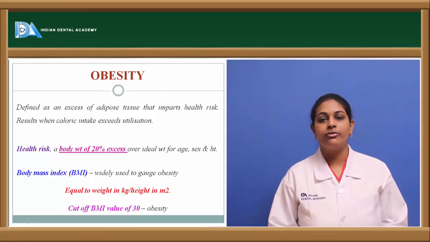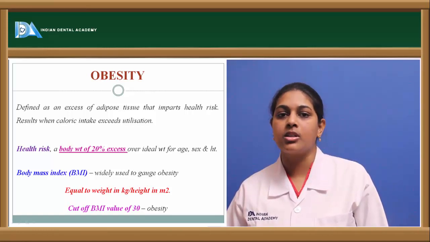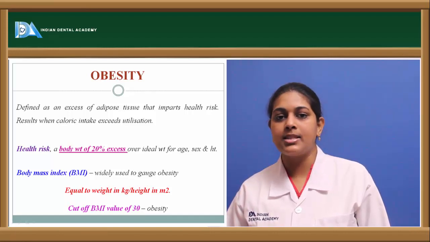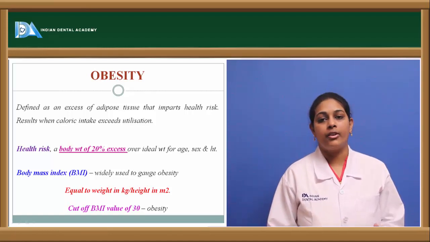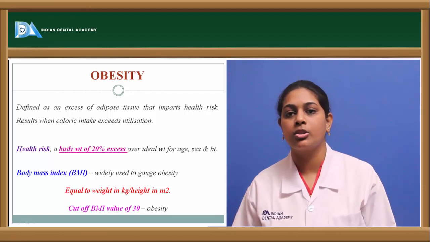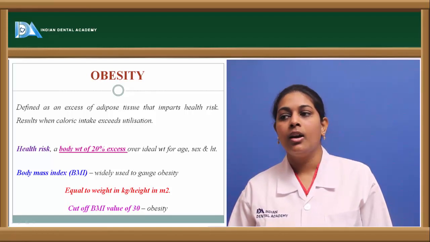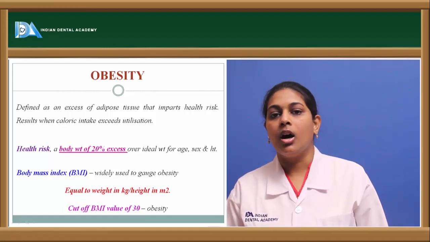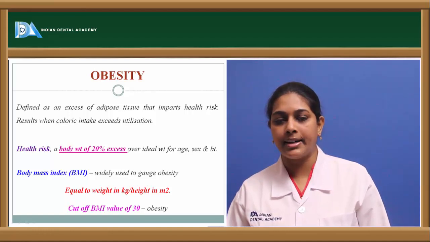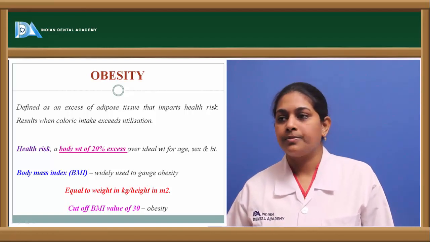A body weight of more than 20% excess over the ideal weight for age, sex and height is considered to be obese, and it is a health risk for developing any heart disease or atherosclerosis or even other diseases like diabetes. These all contribute to the obesity. Obesity is usually measured by the body mass index, that is BMI, and it is widely used to gauge the obesity. It is calculated as weight in kilograms per height in meter squared. Usually the cutoff value of the BMI is 30 for obesity.